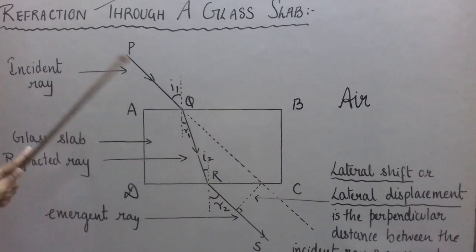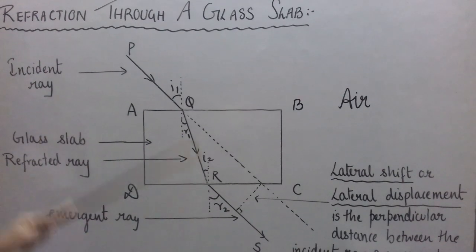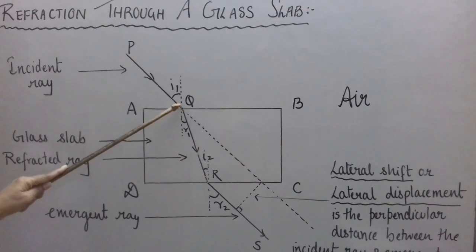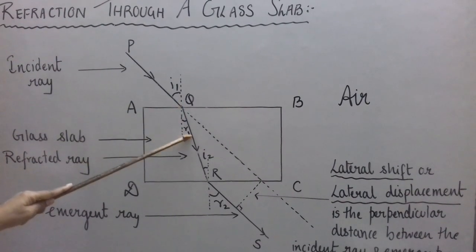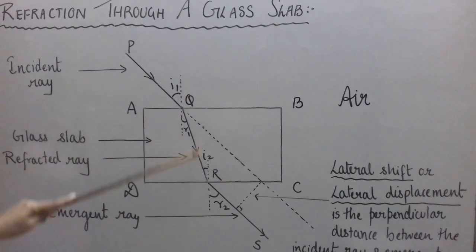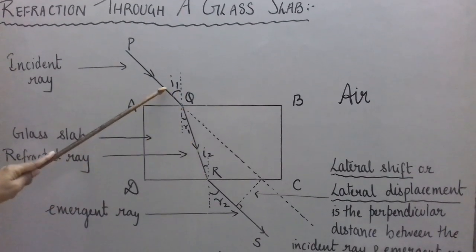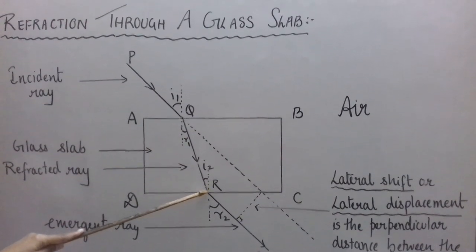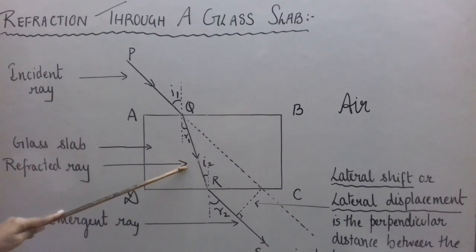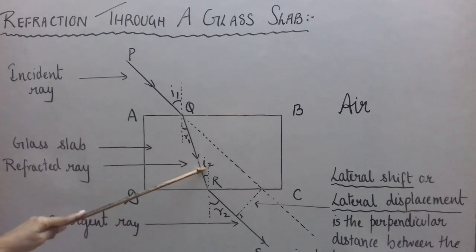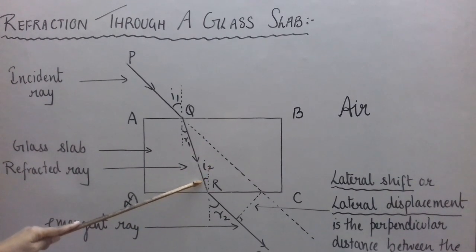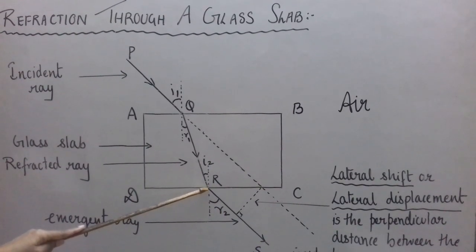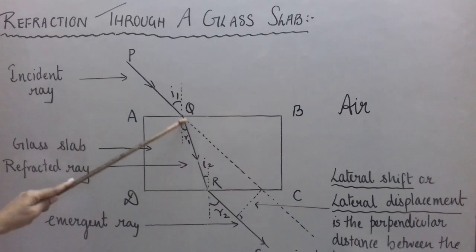I hope you have understood this ray diagram properly. PQ is my incident ray in air. At this point refraction takes place and the ray bends towards the normal. QR is my refracted ray and R1 is the angle of refraction. At this point again refraction takes place, but now from denser to rarer medium. I2 is the angle of incidence here and R2 is the angle of refraction in this case. So there are two refractions that take place here.